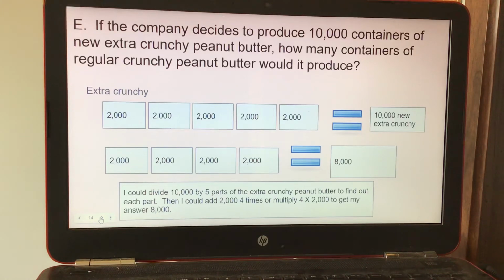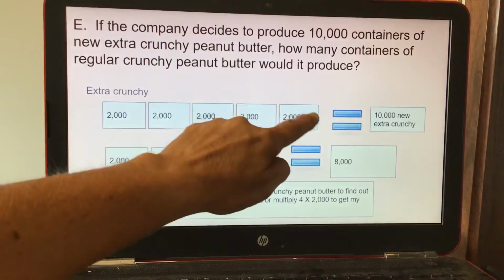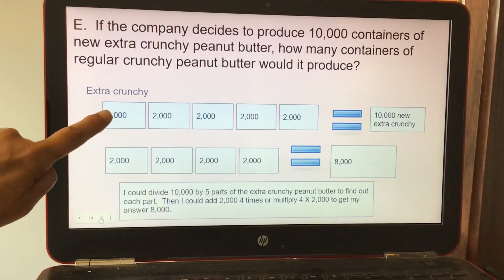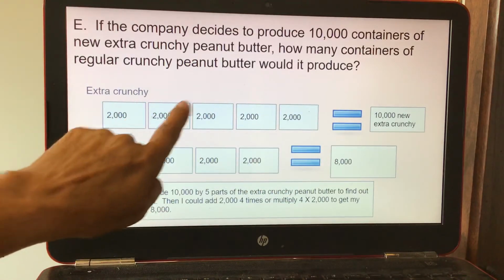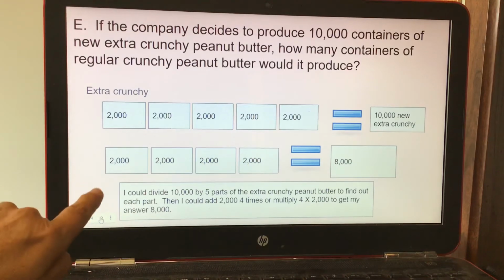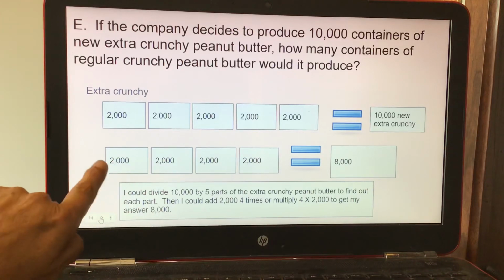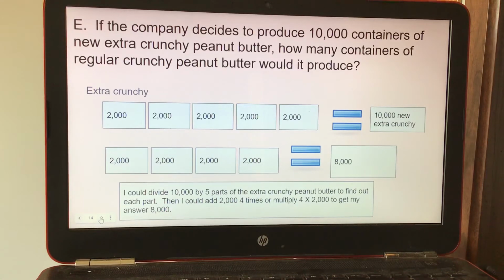Okay. So if the company decides to produce 10,000 containers of new extra crunchy, how many containers of regular crunchy peanut butter would it produce? So if you have that answer, you know there's 10,000 and there's 5 parts to the extra crunchy. I could divide 5 into 10,000, and then each part would be 2,000 each, okay? And then I could either add 2,000 4 times, or I can multiply 4 times 2,000 to get my answer that they were looking for, the regular crunchy peanut butter, okay?